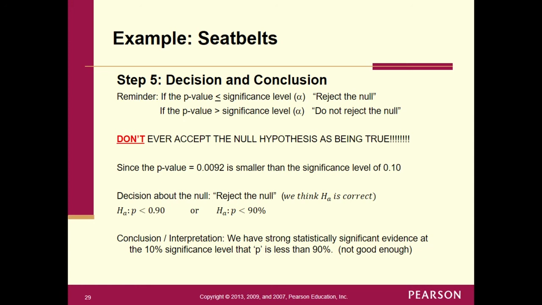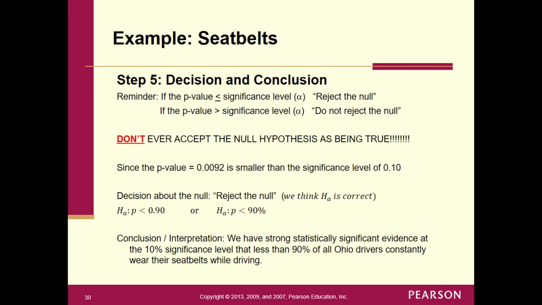That p is less than 90%, but that's not good enough, right? We don't want to just say that p is less than 90%. We have to put it in terms of the problem. So what was p? The percentage of all Ohio drivers that consistently wear their seatbelts while driving. So we're pretty sure that that's less than 90%. I hope that's not the case, but based upon my made-up numbers, there you go. That was just a made-up problem.